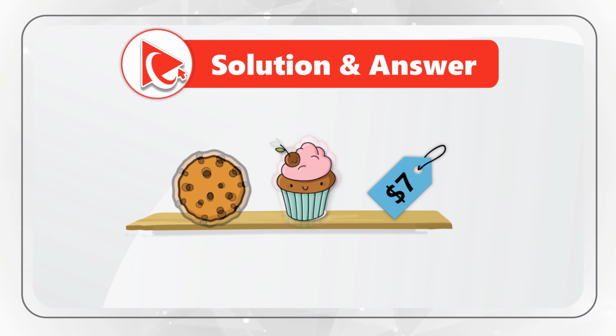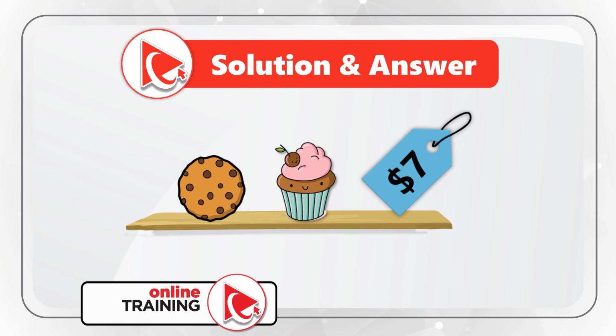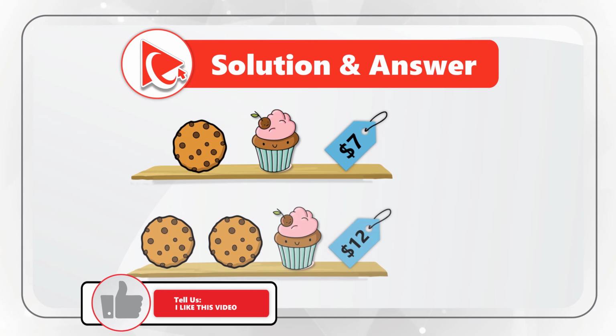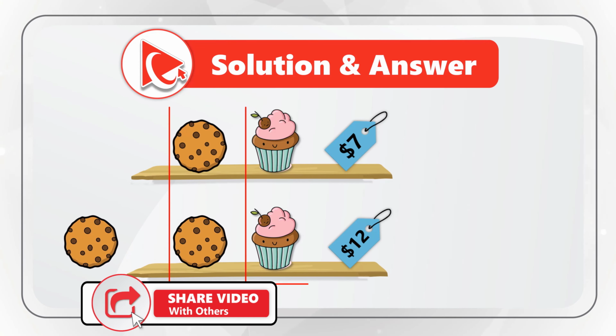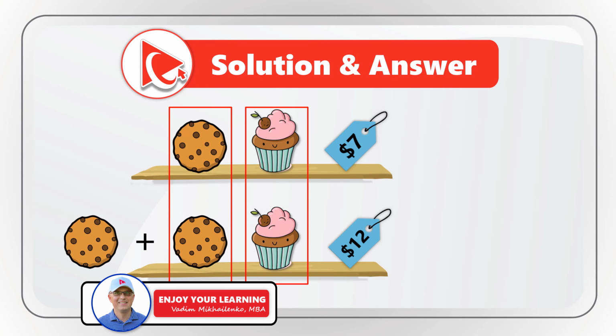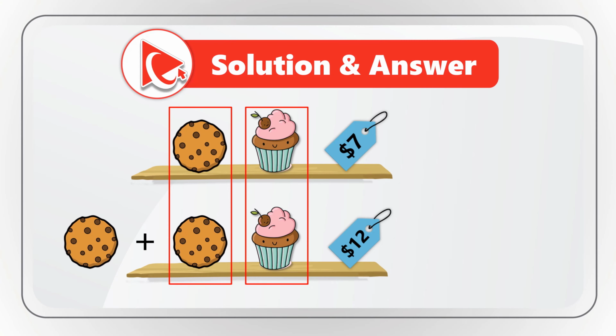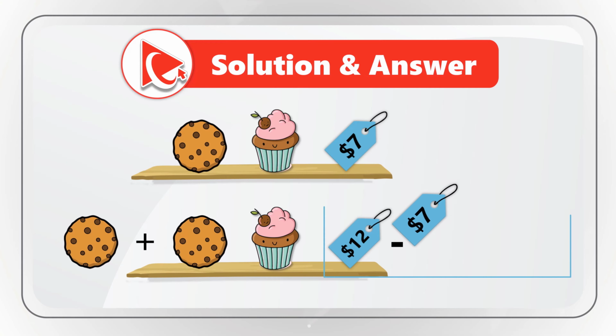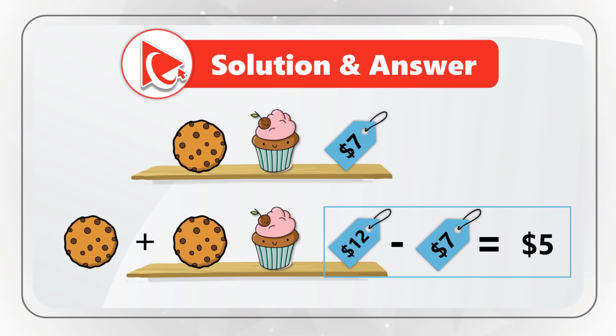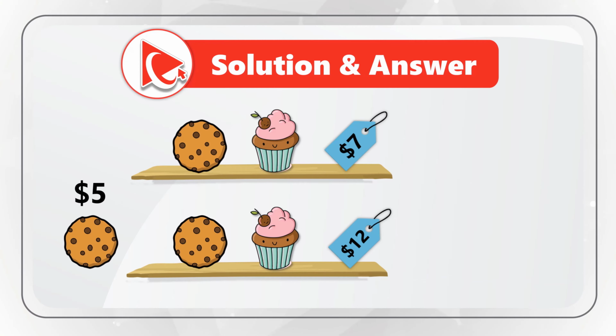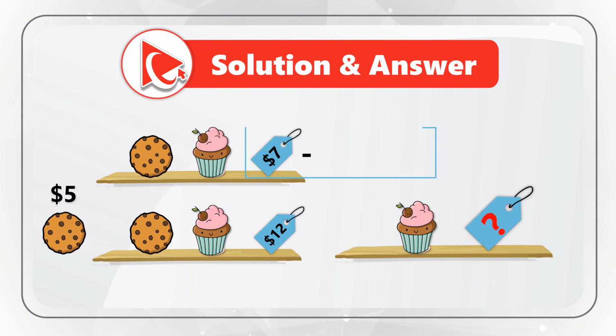Take a close look at the first set. The first set consists of a cookie and a cupcake, and it costs $7. What's interesting is that the second set already includes the first set plus a cookie, which allows us to calculate the price of this extra cookie. We can do it by subtracting 7 from 12, and the end result of it is $5, which means that the price of a cookie is $5. Now we can easily calculate the price of a cupcake by subtracting 5 from 7, which means that the price of a cupcake is $2. So the correct answer here is choice C, $2.